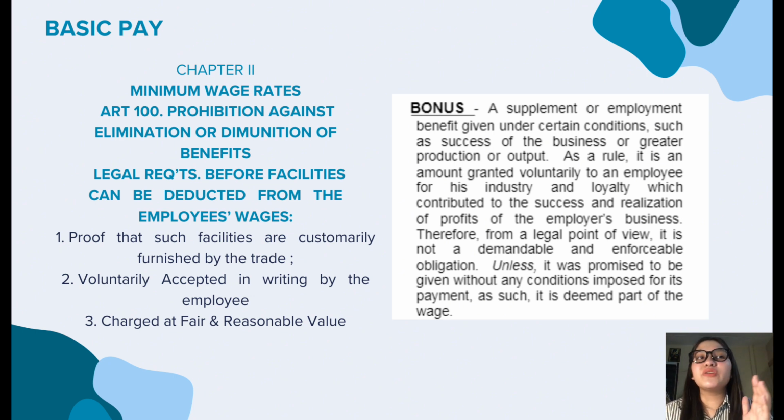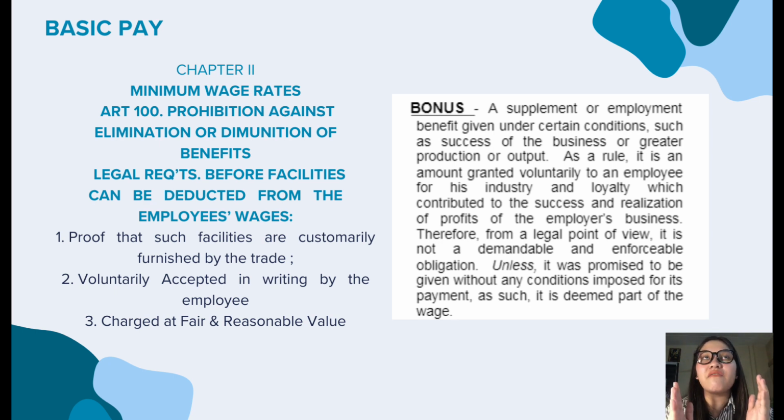So here in chapter 2, we'll be discussing minimum wage rates. According to Article 100, prohibition against elimination or diminution of benefits. The legal requisites before facilities can be deducted from the employee's wages are three. The first one is proof that such facilities are customarily furnished by the trade. Second, they are voluntarily accepted in writing by the employee. And the third one is that they are charged at fair and reasonable value.